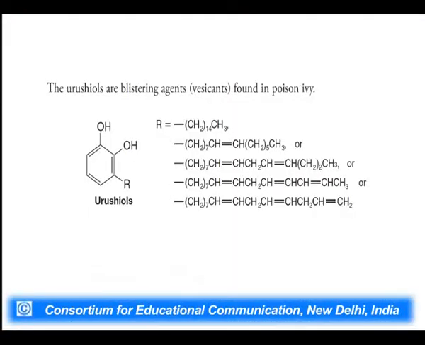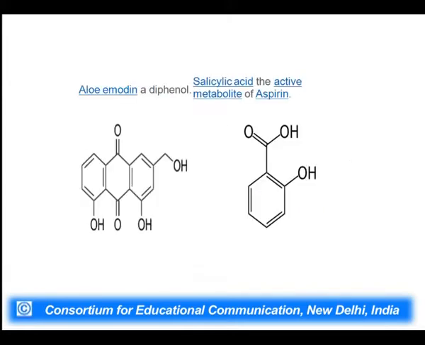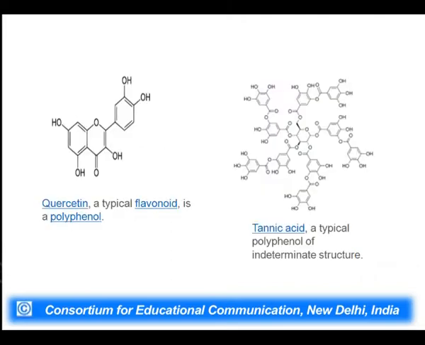Sometimes we touch a plant, poison ivy, and we get a rash. This is because of urushiols present in this plant, which act as blistering agents. Then we get another useful phenolic compound from the aloe plant. And don't forget salicylic acid, from which we can prepare antiseptics as well as analgesics. If I talk of curcumin, it is a flavonoid, and it is a very important polyphenolic compound.